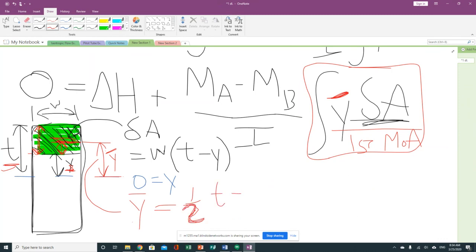T minus y plus y. Cool. And I'm sorry for people who are red-green colorblind. I'll stop using red and green together.